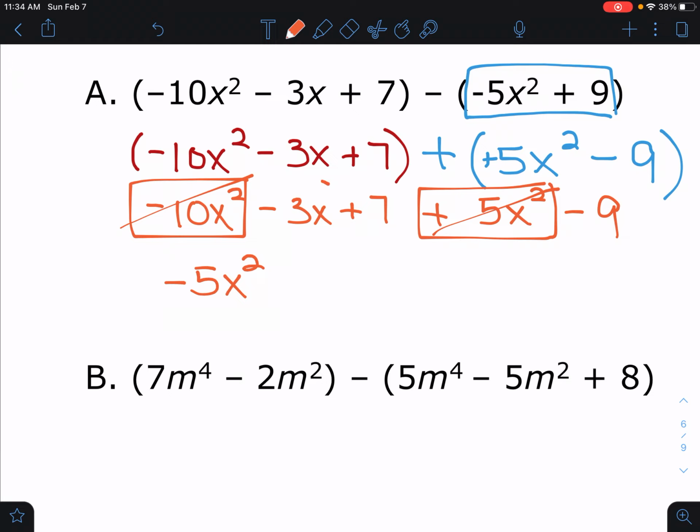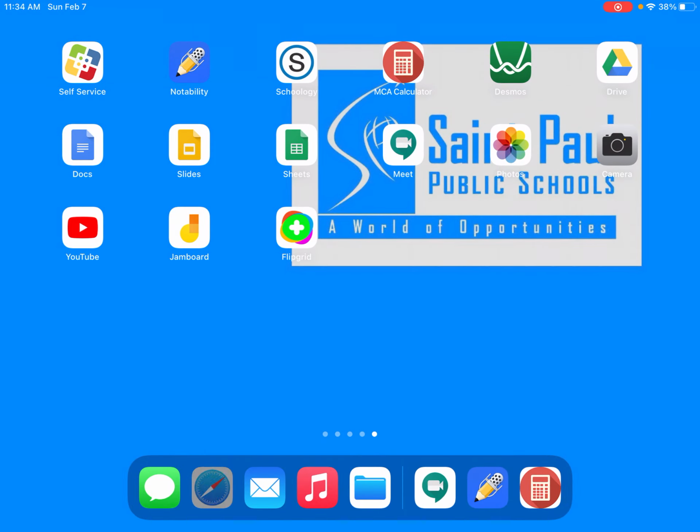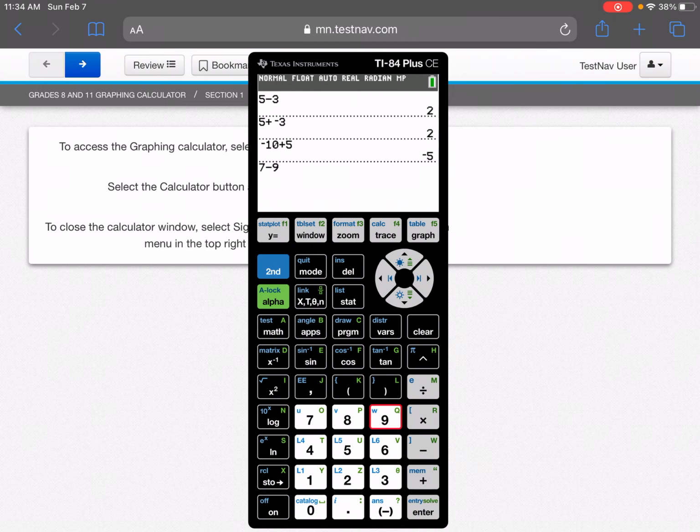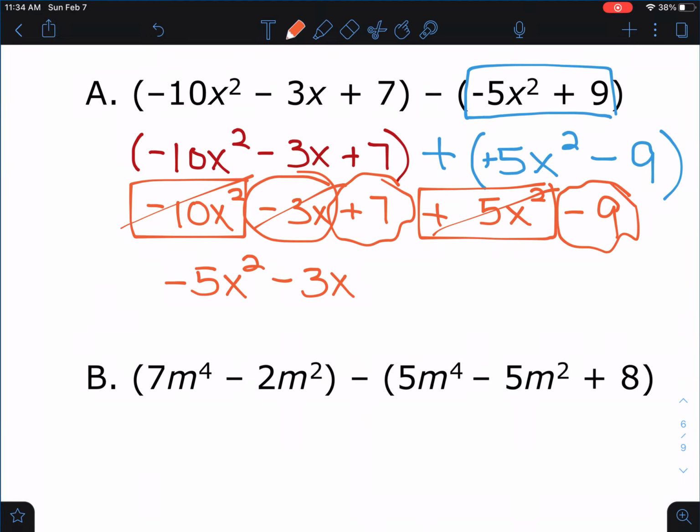Next would be x's. I only see 1, so I'm just going to copy that one, minus 3x. Okay. And then I have these two. Positive 7 minus 9. So 7 minus 9, negative 2. So I have negative 2.